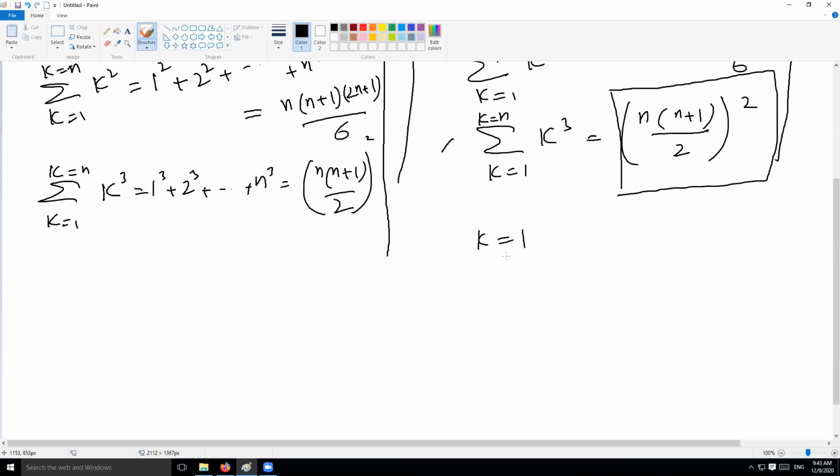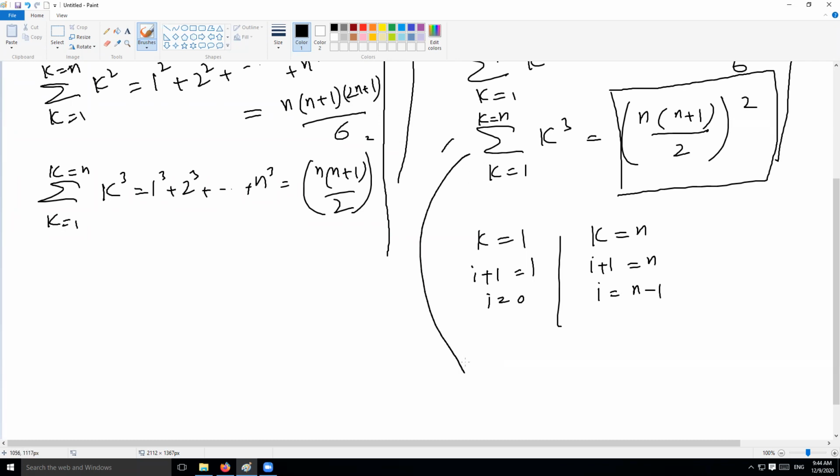So minus 1. The best would be to replace k by k plus 1, or replace k by some other thing, say i plus 1 or j plus 1, doesn't matter. Say i plus 1 equal to 1, so the i would be 0. And if k is i plus 1, then k equal to n will become i plus 1 equal to n, so the i would be n minus 1.